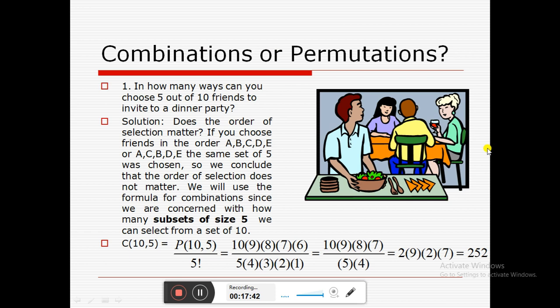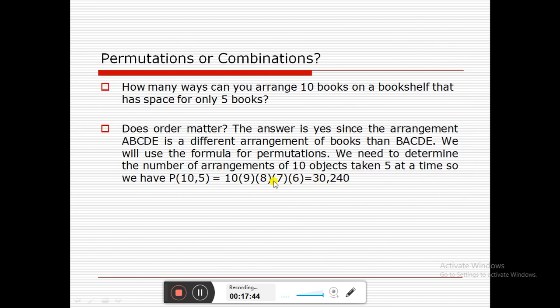Fine. One more thing is, when the question comes again, when are we supposed to use permutation and combination? In how many ways can you arrange 10 books on a bookshelf that has space for only 5 books?